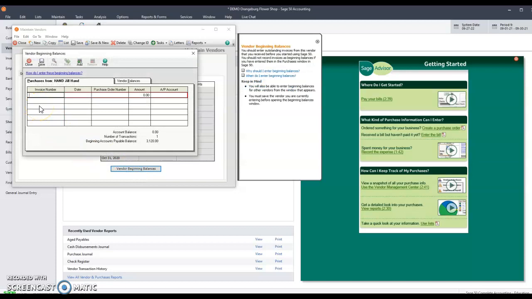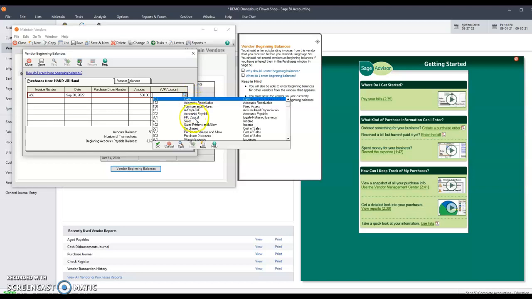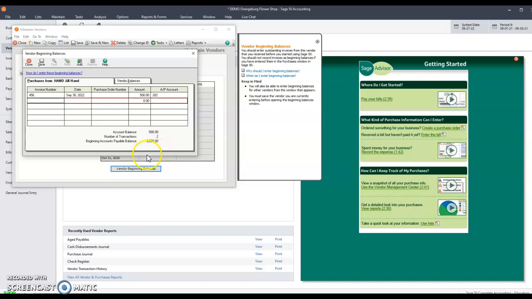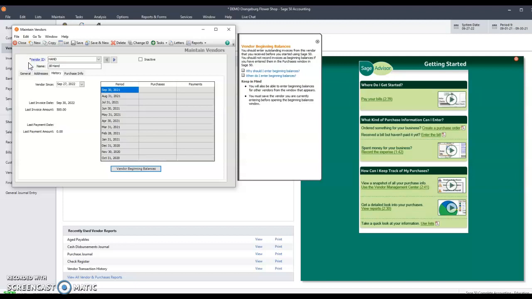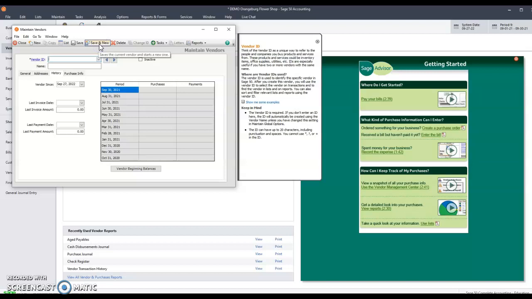Okay, the invoice number is 456. The date was September 30th. The amount was $500. And accounts payable is here. Okay, and so we say save and close. And up here now we have everything in that we want, so we say save and new.